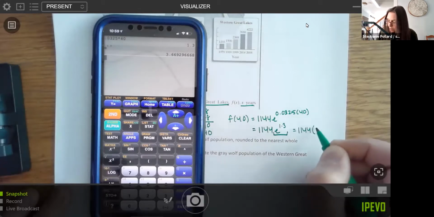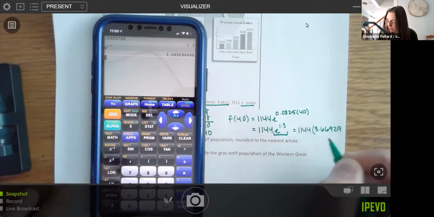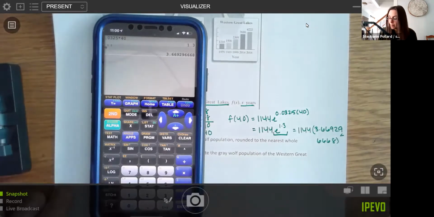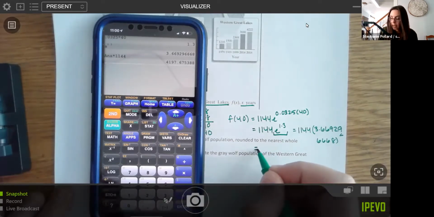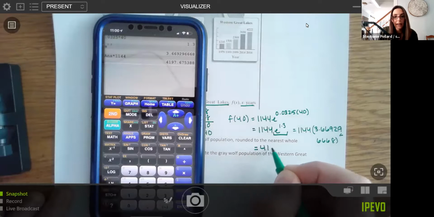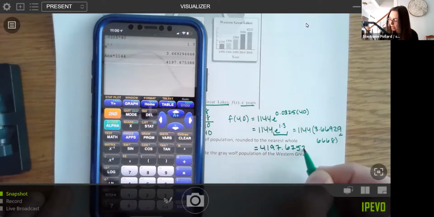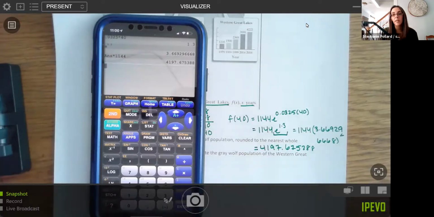So I get 3.66929. I'm going to continue this 6668. So I'm going to use all those decimal places, and then I'm going to multiply it by that 1144 and hit enter. And I get 4197.675388. So with exponentials, they do increase or decrease very, very quickly.